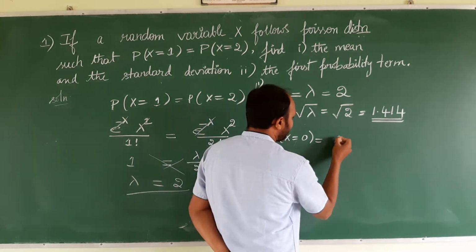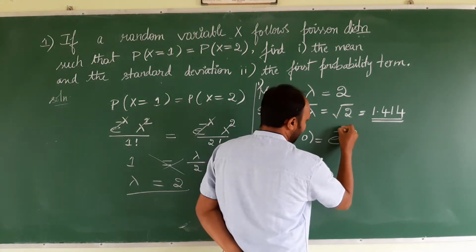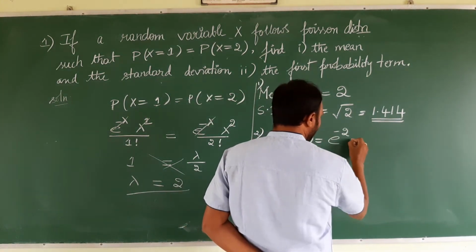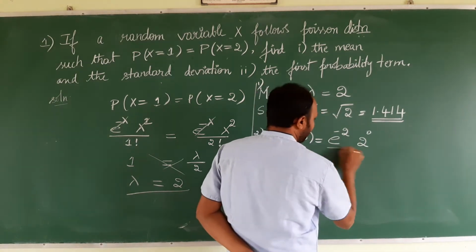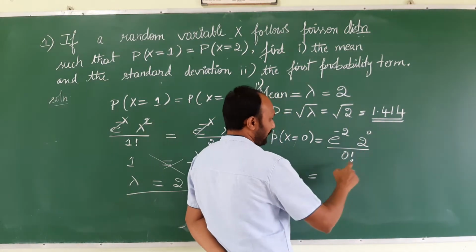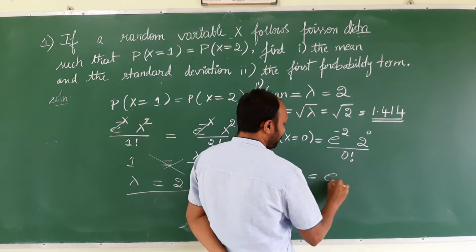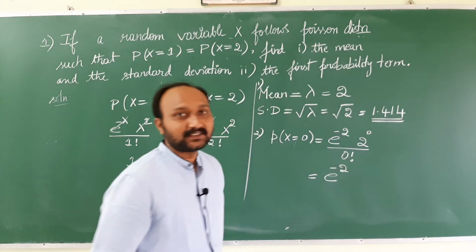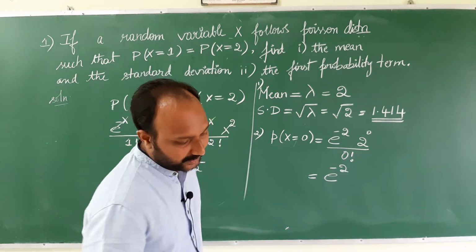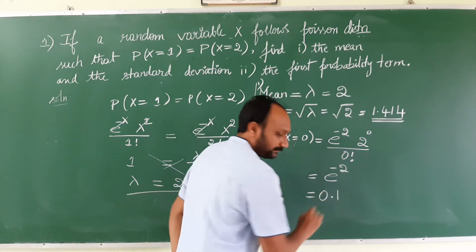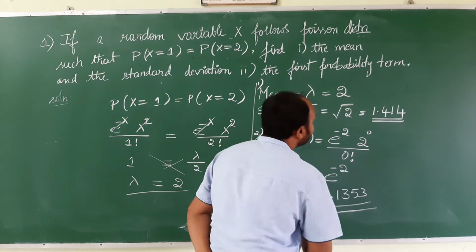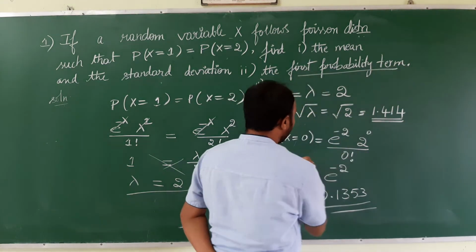Let us write down the PMF, e power minus lambda. What is the lambda value for our problem? Lambda value is 2, so e power minus 2 into 2 to the power 0 by 0 factorial. Anything to the power 0 is 1, divided by 0 factorial, which is also 1. So we are left with only e to the power minus 2. According to the Poisson distribution table, e to the power minus 2 is 0.1353. This is the answer for the first probability term.